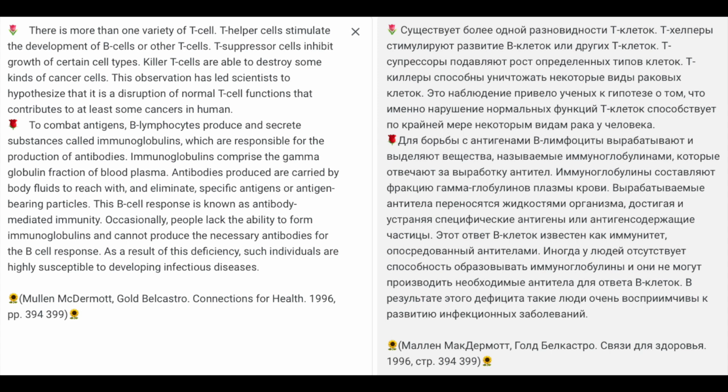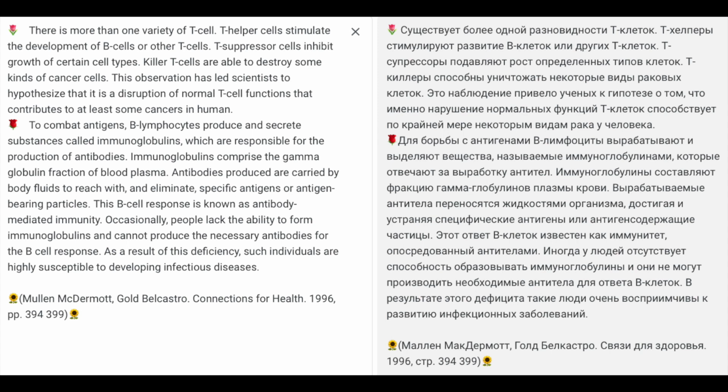To combat antigens, B lymphocytes produce and secrete substances called immunoglobulins, which are responsible for the production of antibodies. Immunoglobulins comprise the gamma-globulin fraction of blood plasma. Antibodies produced are carried by body fluids to react with, and eliminate, specific antigens or antigen-bearing particles. This B-cell response is known as antibody-mediated immunity.